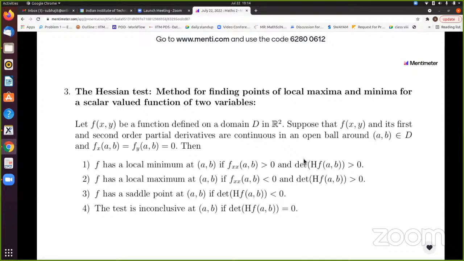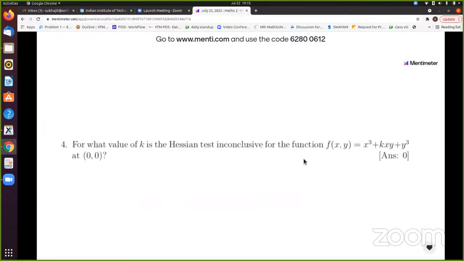You remember for a single variable, there was also a case where the test was inconclusive, when the double derivative is 0. It is the same type of situation here. When the determinant of the Hessian matrix is 0, the test does not conclude anything. We discussed this in the last live session. So let's solve this problem.